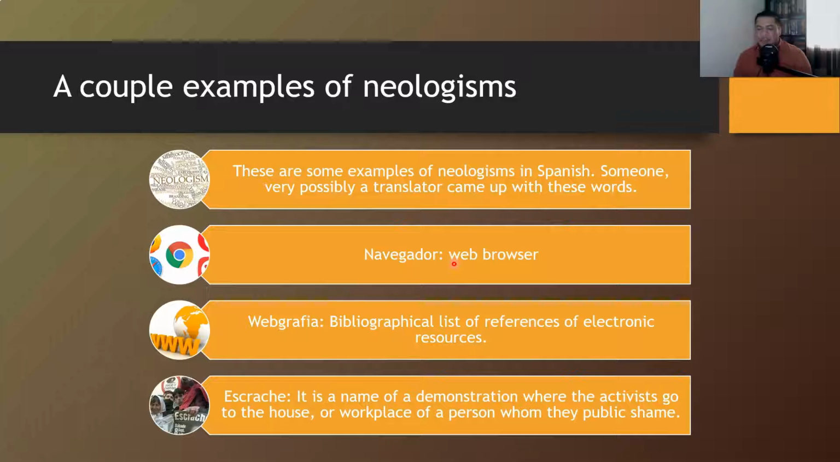We have the term webgrafía, which is of course a bibliographical list of references of electronic resources. And we have the word escrache. Escrache is the name of a demonstration where the activists, the demonstrators, actually go to the house of the person or the persons against whom they are demonstrating. They go to their houses, they go to their workplaces, or the places where they usually visit.